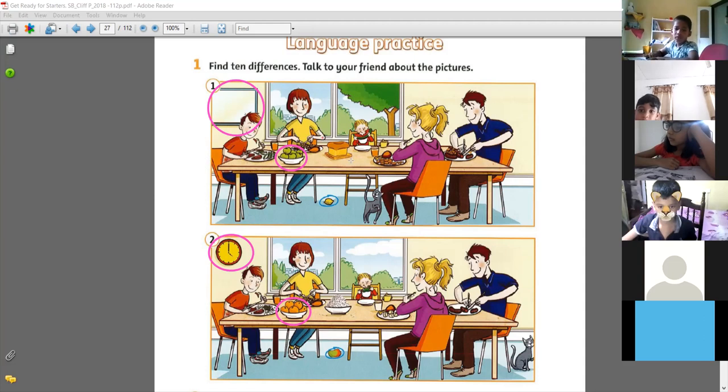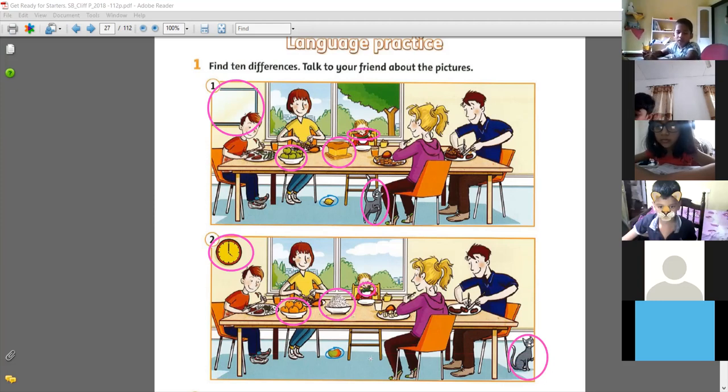First, you can see there is a loaf of bread, but here a ball of rice. A ball of rice. Here, the boy is eating a piece of watermelon, but here he is eating a pear. So you can see there is a cat near the woman, but there is a cat near the man. There is a cat near the man.